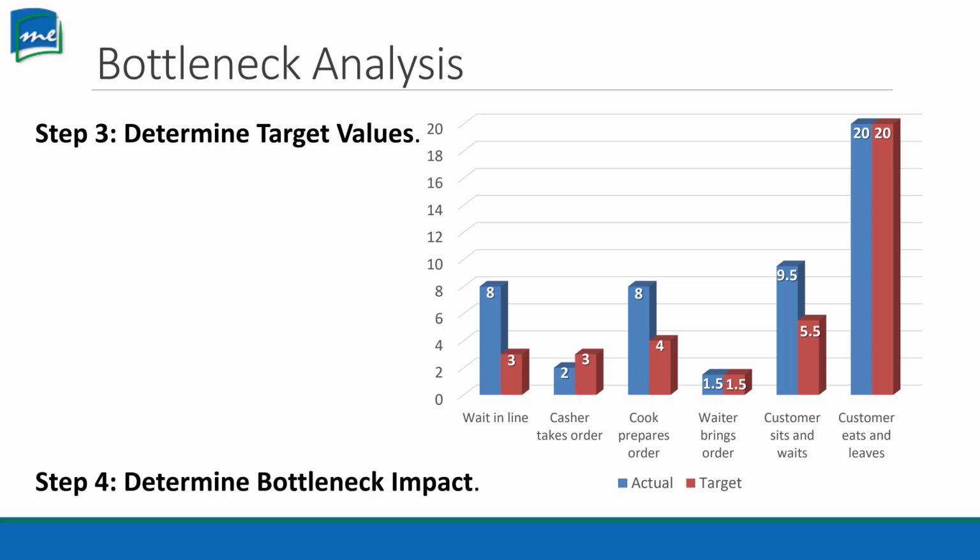So if we add another cook, that might cut the time in half, so they would be on target, which might then reduce the time that the customer is sitting and waiting for their food, which would knock down that 9.5 to lower than 5.5. That's my opinion. So this is a bottleneck analysis. Now, it's not always going to be this simple, but it can be. It just depends on what process you're evaluating.